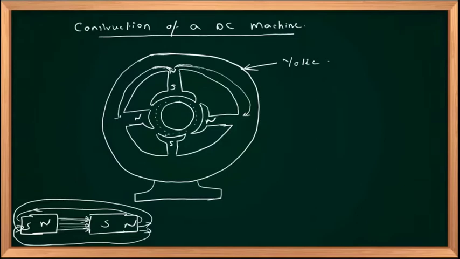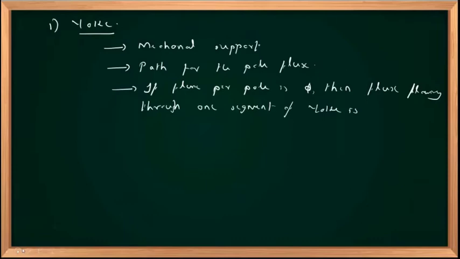So one half of this flux will be flowing towards the left hand side, and one half of the flux will be flowing through the right hand side. So the total flux is split into two parts, one towards left side, one towards right side. So the total flux flowing through one segment of the yoke will always be 5 by 2, one half of the total flux. So if the flux per pole is 5, then the flux flowing through one part of the yoke will be 5 by 2. Right. And coming to the construction of this yoke, this will be cast iron, mostly used for small machines.